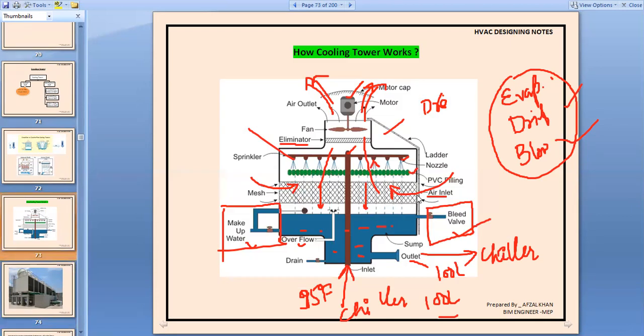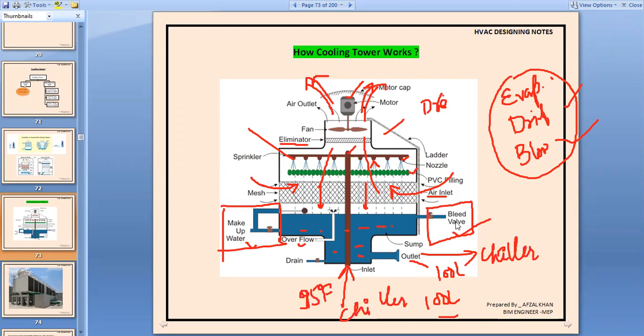Now, the water will accumulate in this sump. So we have three things here: your makeup water, bleed valve, and your overflow. The overflow is just to make sure that the sump is full. Makeup water is to overcome these losses, because 100 liters is going, 100 is not coming back, maybe 90 liters comes back. So 10 liters will be provided by this makeup water just to complete the volume.